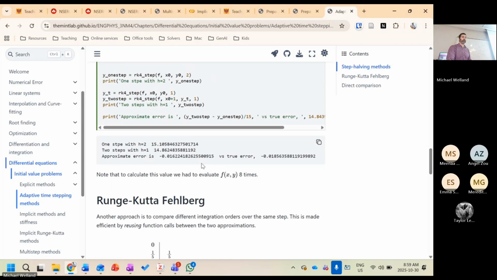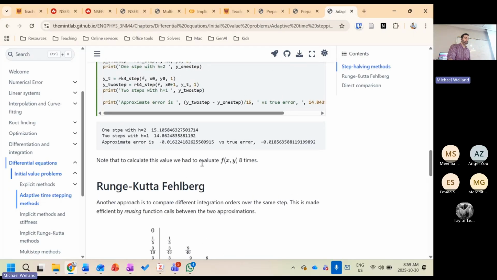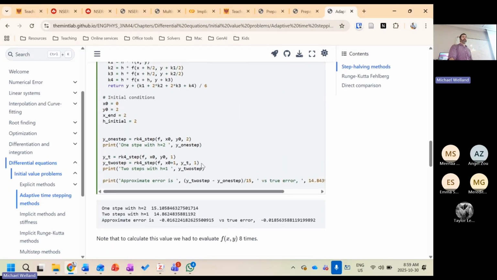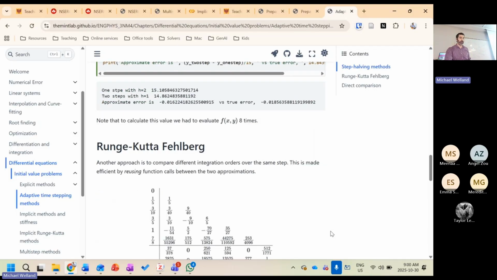Okay. So when you do that, you had to evaluate your function. Remember, function evaluations are expensive. You had to evaluate it 8 times. Why 8? Because every time you call RK4, it calls the function 4 times. You've got it here, here, here, and here. That's 4 different function evaluations. If you do that twice for your double step method, then you've called it 8 times. That's expensive. Could you do it smarter?